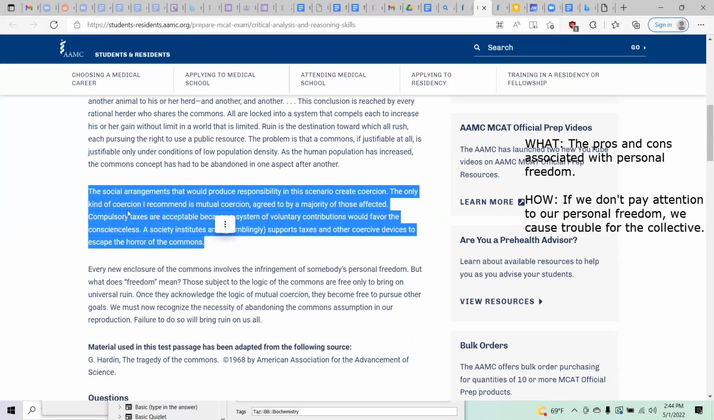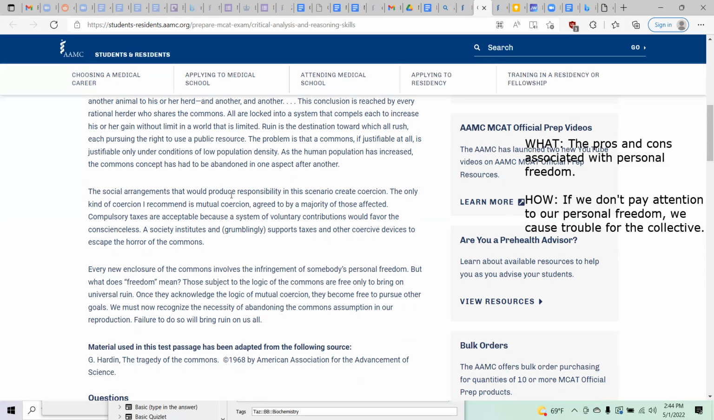Okay. So the social arrangements that would produce responsibility in the scenario create coercion. The only kind of coercion I recommend is mutual coercion, agreed to by a majority of those affected. Compulsory taxes are acceptable because a system of voluntary contributions would favor the conscienceless. A society institutes and grumblingly supports taxes and other coercive devices to escape the horror of the commons.